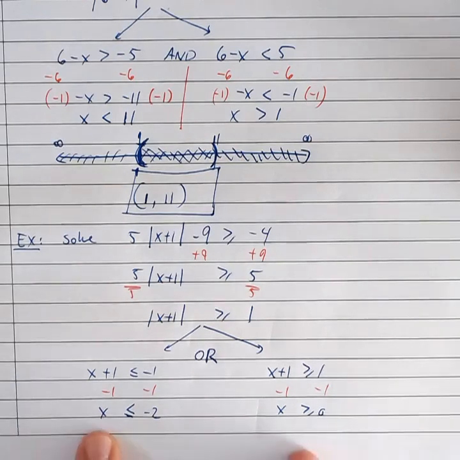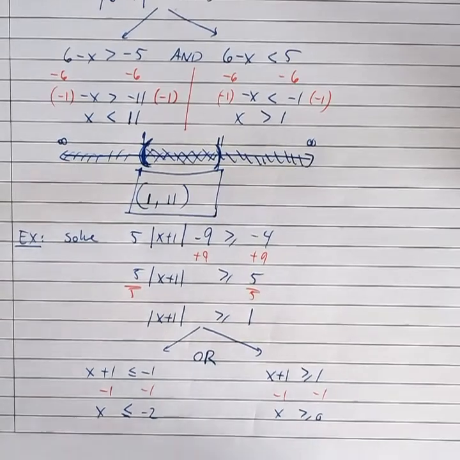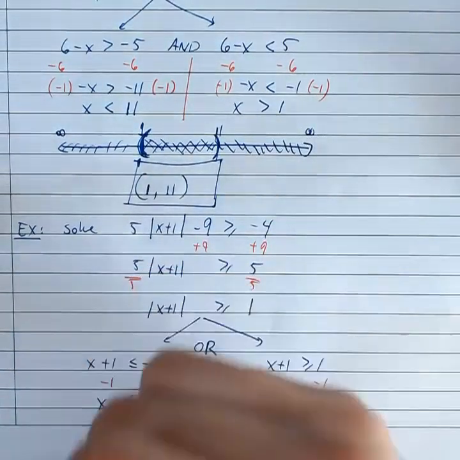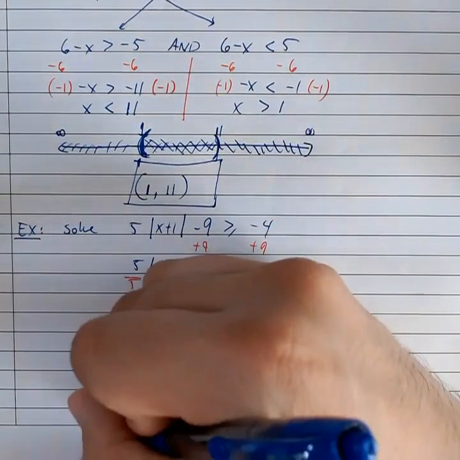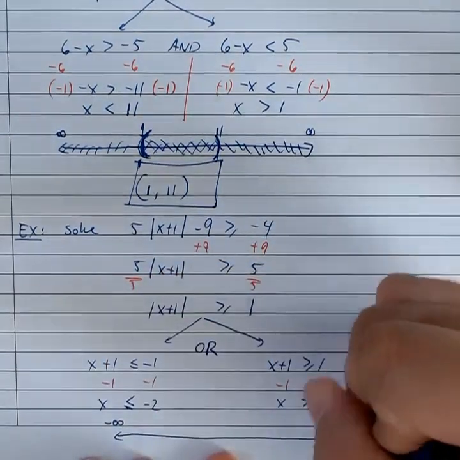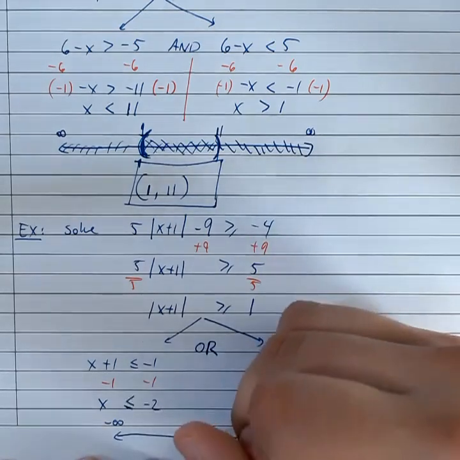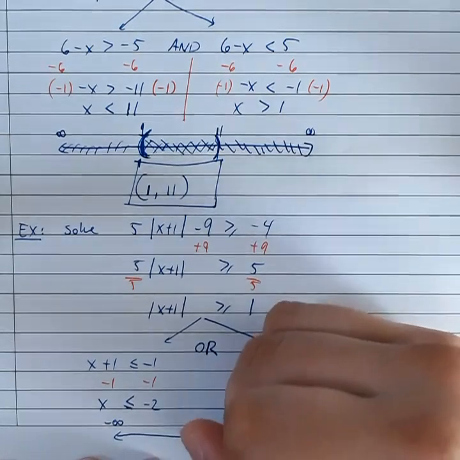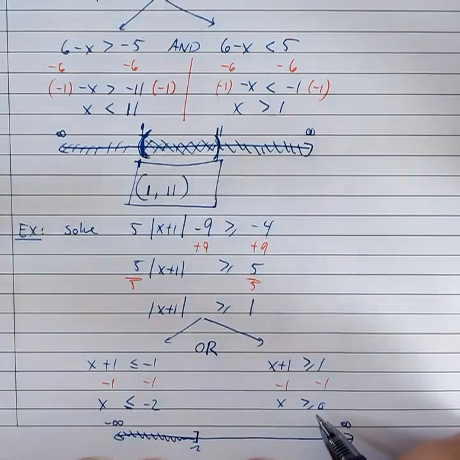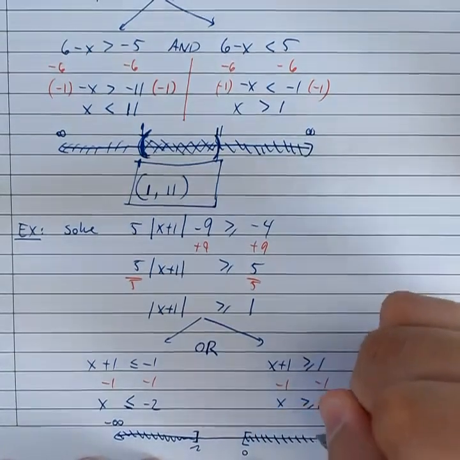Now, an OR statement doesn't look for where they overlap. It simply looks for where I have a solution to even one of the inequalities. So here's my number line from negative infinity to infinity. Here I want all the stuff from negative 2 to the left, that's less than or equal to negative 2. And here I want all the stuff that's greater than or equal to 0. So here's 0 and greater, so to the right.